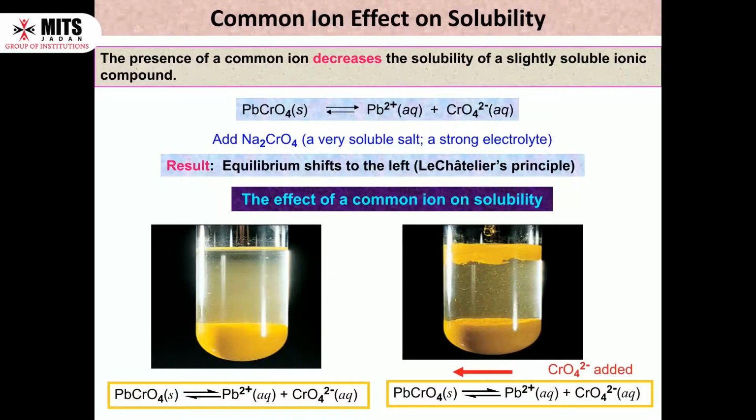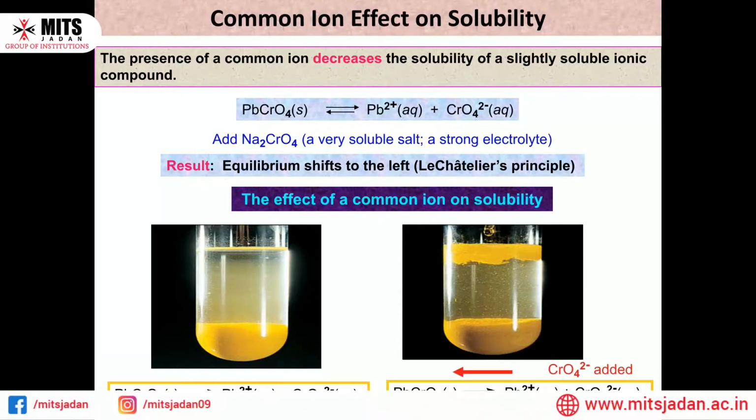Lead chromate is sparingly soluble in water, and this equilibrium is set up between the solid lead chromate and its ions in solution. What happens if you add some sodium chromate, that is a strong electrolyte, as compared to lead chromate, to the saturated solution? Now we are ready to think about the common ion effect and the Le-Chatelier principle. Sodium chromate shares an ion with lead chromate. The chromate ion is common to both of them. This is the origin of the term common ion effect.